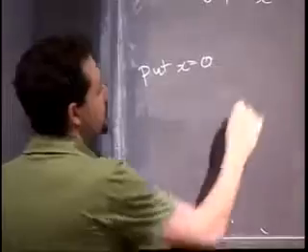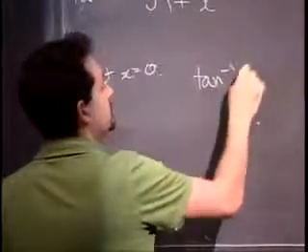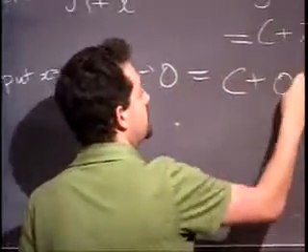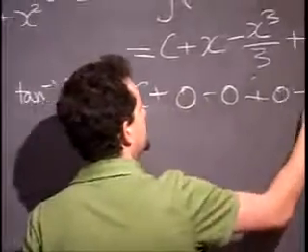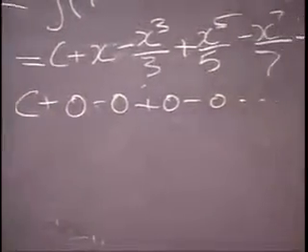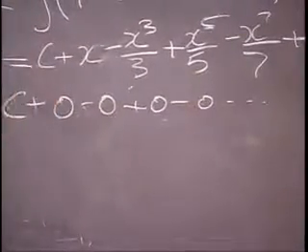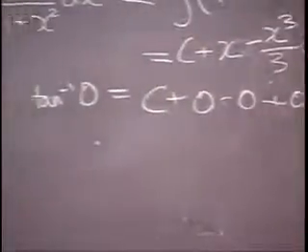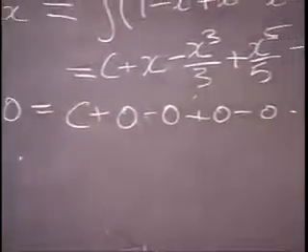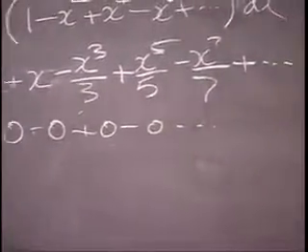If you put x equals 0, you get arc tan 0 is equal to c plus 0 minus 0 plus 0. Well, there's a c here. Power series have a constant term. If you integrate something, then the first possible term will be x. There's no constant term in the series. That's what the plus c is.